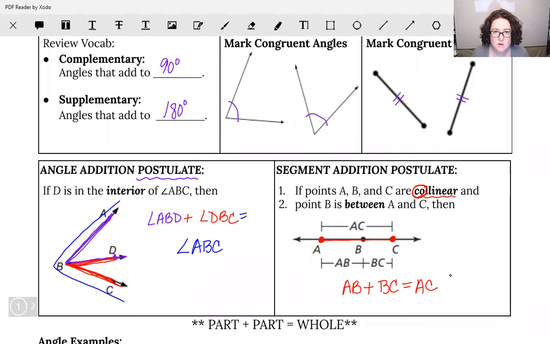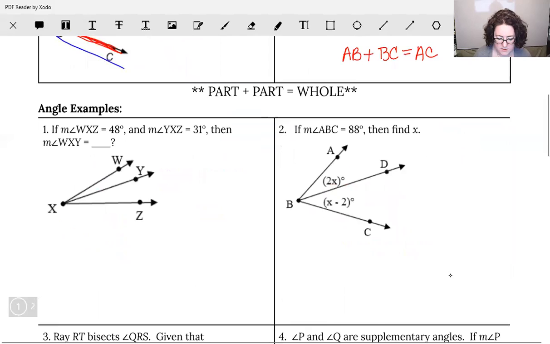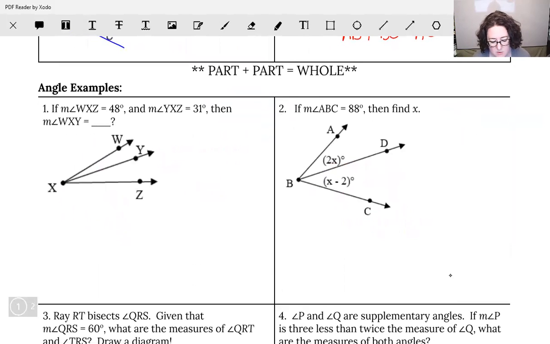So let's try some angle examples first. So again, the 2 angles would have to add up to make the whole thing. Here we go. So first one, if angle WXZ is equal to 48 degrees, and measure, and that's what this little m means. This means the measure. So anytime I'm giving like 31 degrees or 48 degrees, I'm giving the measure of an angle. So the measure of angle WXZ is 48. The measure of angle YXZ is 31. Then what's the measure of WXY?